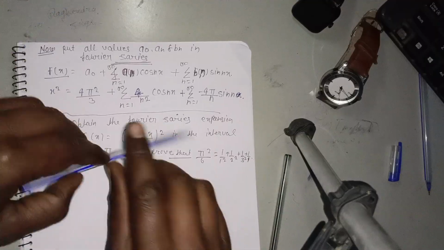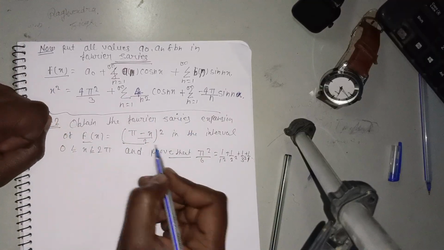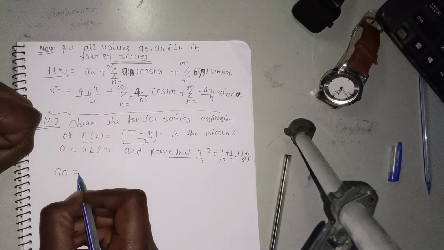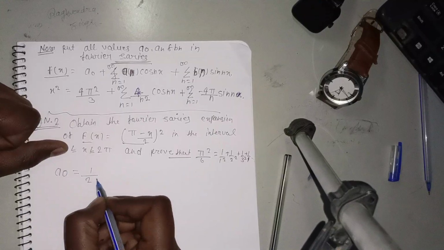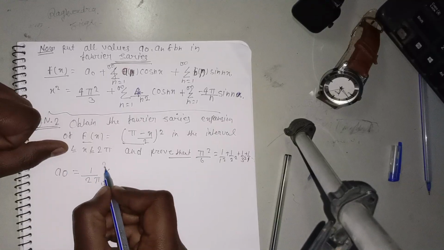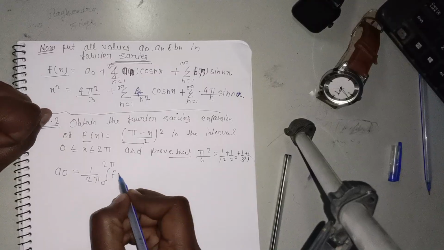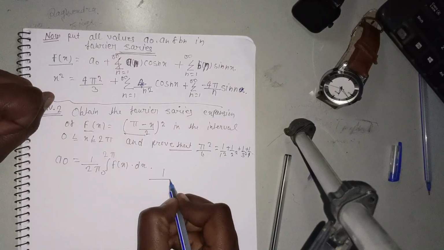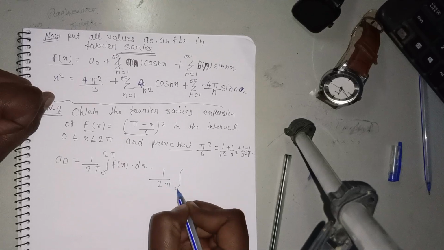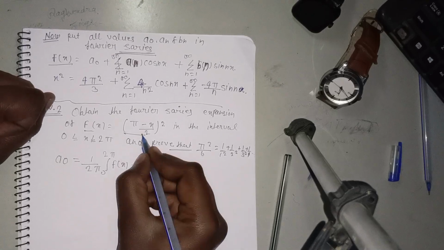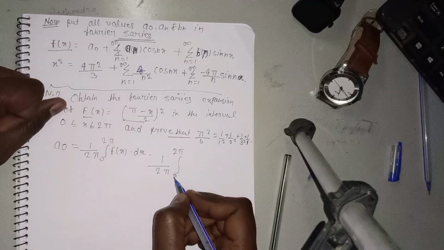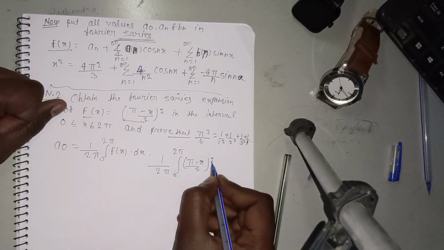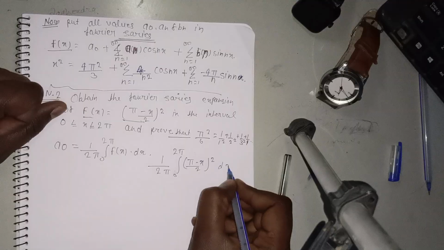So again, what is given is f of x equal to this. For the Fourier series, first of all we need to find a naught. The a naught formula is 1 upon 2 pi, integral from 0 to 2 pi of f of x dx. So f of x is this one, pi minus x upon 2 whole square, dx.